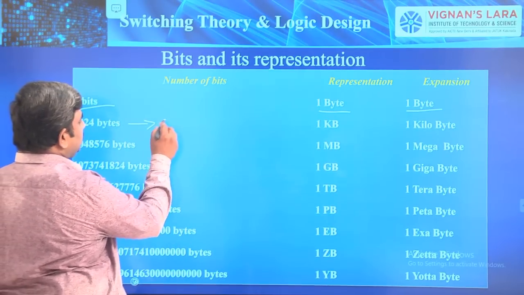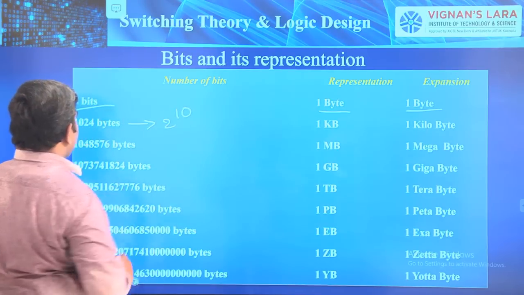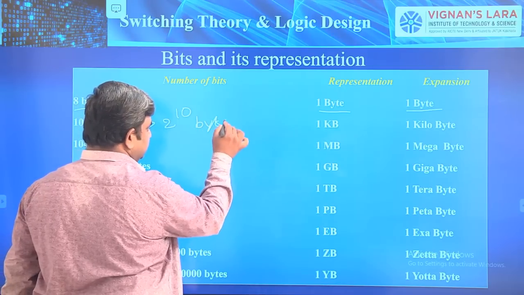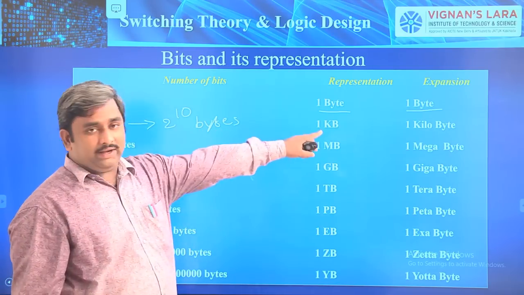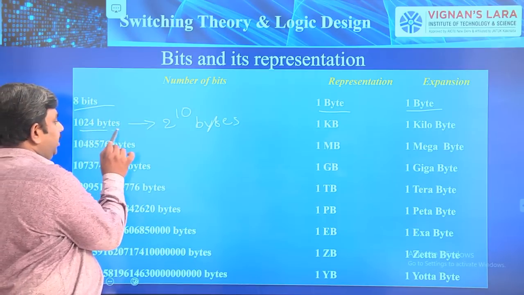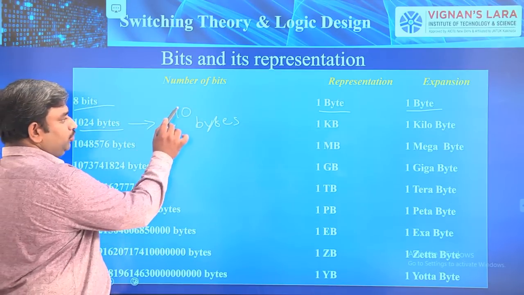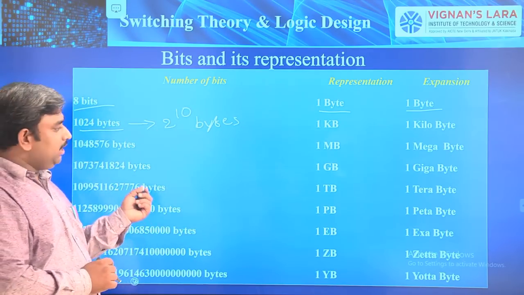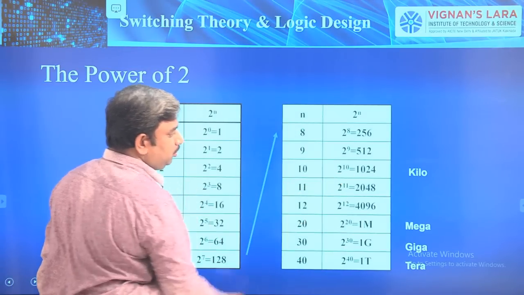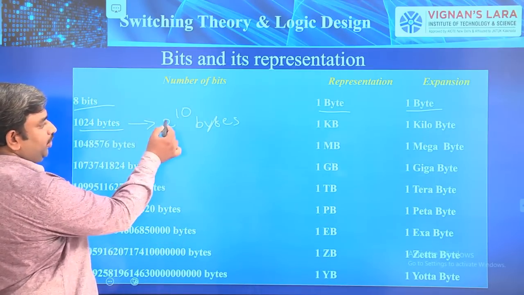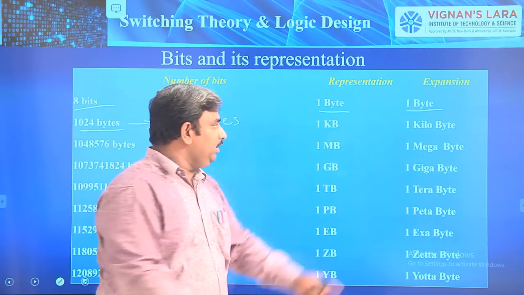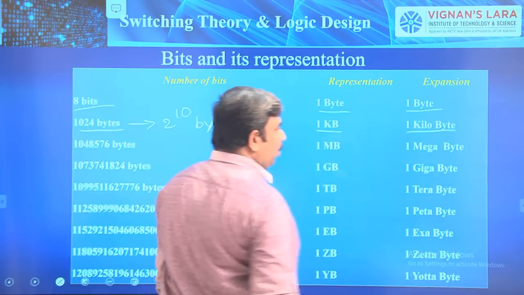1024 is 2 power 10. 2 power 10 bytes is equal to 1 KB, 1024 bytes. See here, 1024 bytes is equal to 2 power 10 bytes. That we have seen in the previous slide. If n is equal to 10, 2 power 10 is equal to 1024. The 1024 I am representing with 2 power 10 bytes, that is 1 KB, that is 1 kilobyte. We are calling this one as 1 kilobyte.